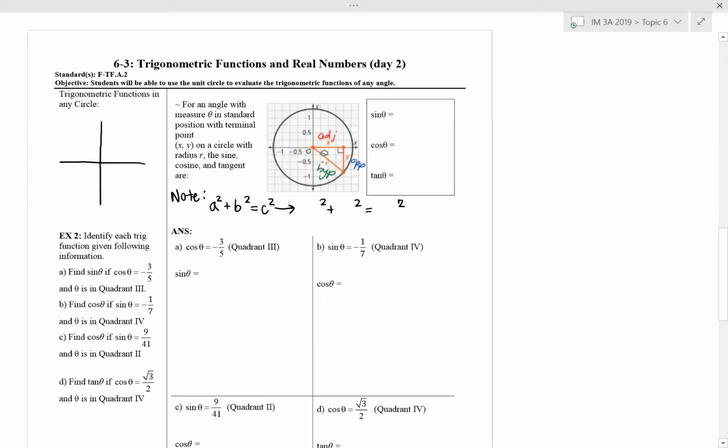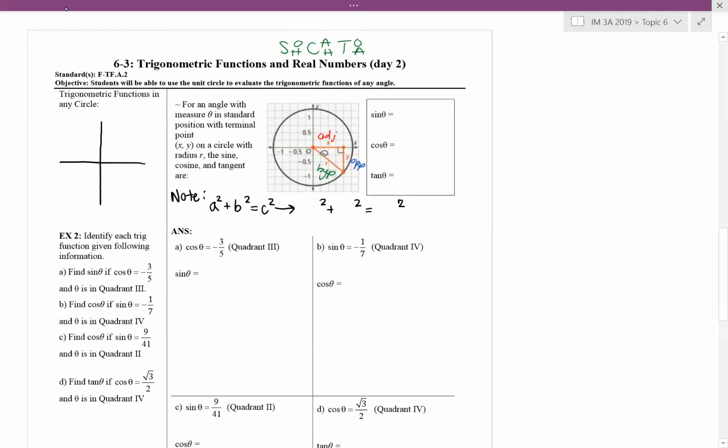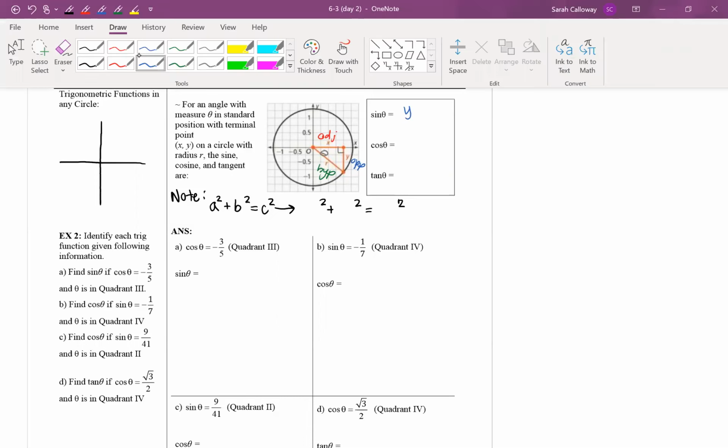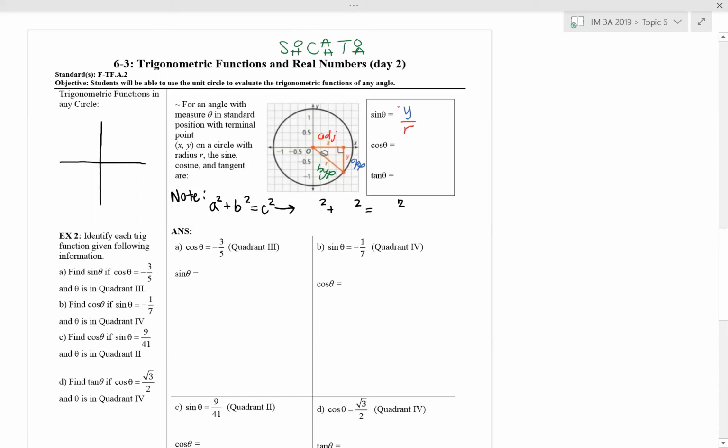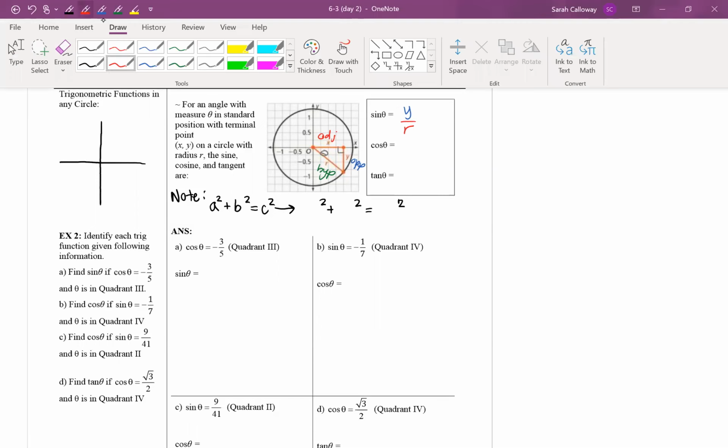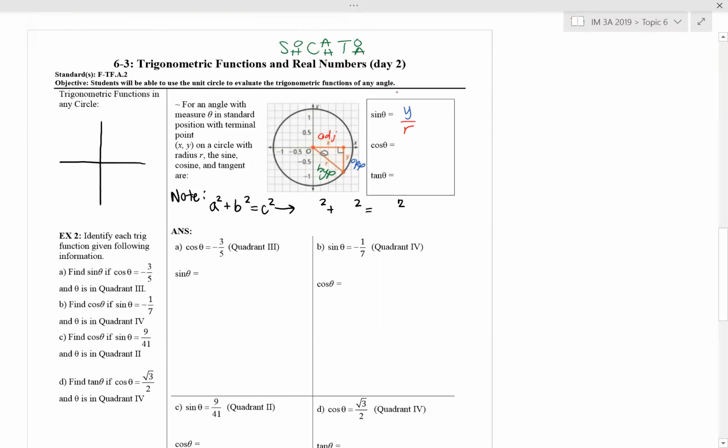So when we're thinking about SOHCAHTOA, sine of theta is not just y anymore, so it's going to be y over the radius of the circle. Cosine of theta is not just going to be x anymore. Cosine is x, adjacent, over hypotenuse r. And tangent is still opposite over adjacent, so y over x.